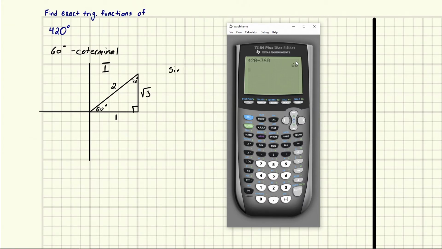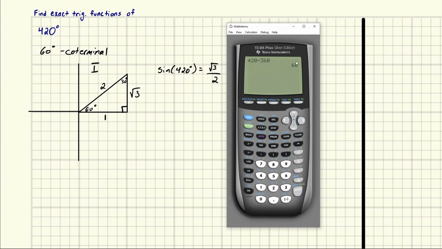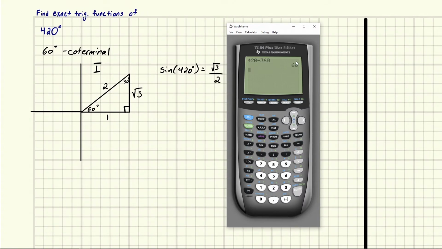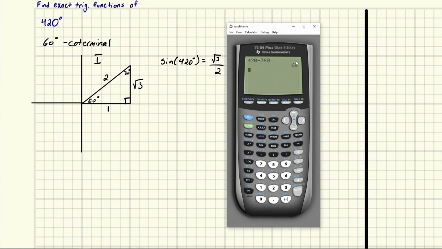So sine of 420 degrees is equal to sine's opposite, so that's radical 3 over 2. And now cosecant of 420 degrees is the reciprocal, and I'm going to rationalize at the same time. You would just flip this fraction and then rationalize it. You'll get the same thing.